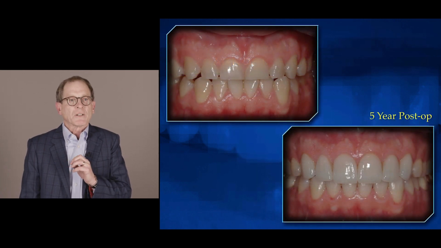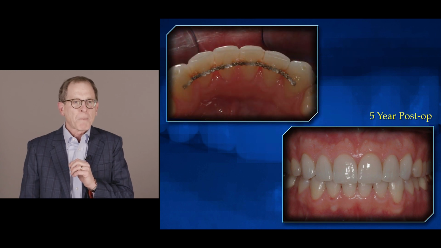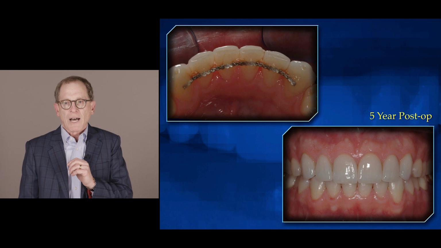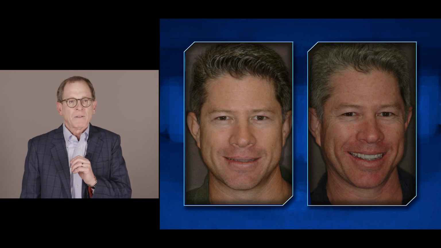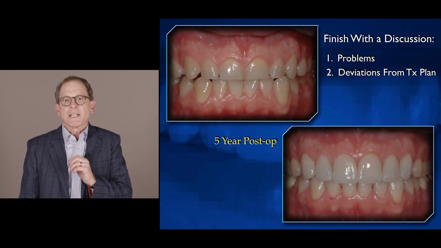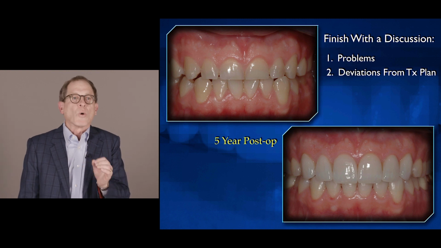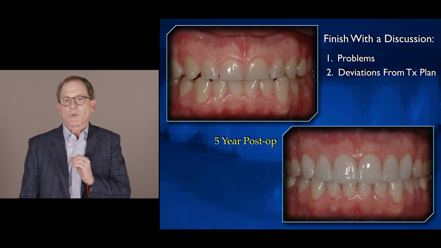So there's Oscar 5 years post-op after the final restorations have been placed. He has retention in the teeth that were moved orthodontically, permanent retention, not removable. There he is before and after with a smile. And the last step in the case presentation is to discuss where we had problems in the case and where we had to deviate from the treatment plan.